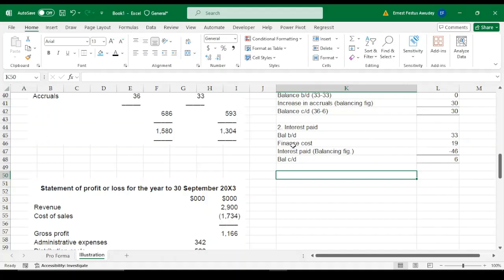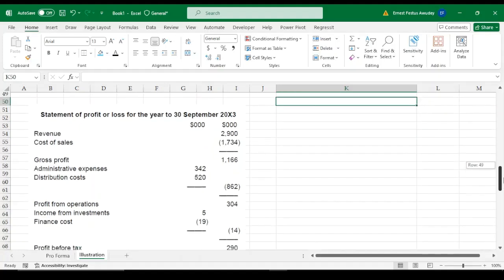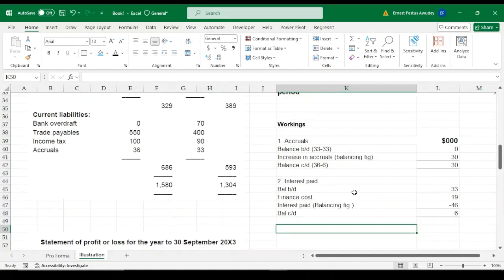The finance cost, which is presented as an expense on the statement of profit or loss, will also be at the credit side of the interest paid account, and then the balance carried down will be at the debit side of the interest paid account. Then the balance here will also be at the debit side. Okay, so that's how you prepare the interest payments account.